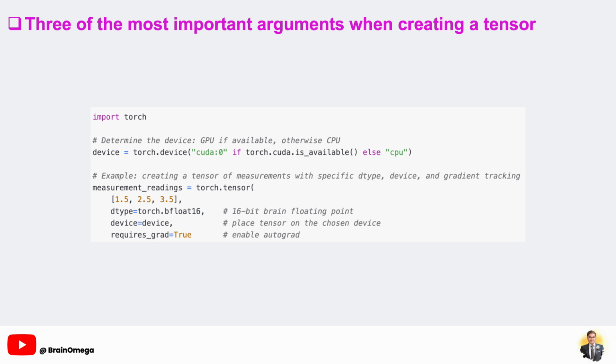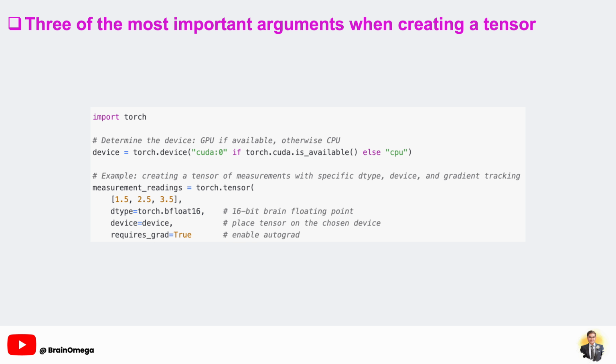Finally, and this is perhaps the most magical part of PyTorch, we have requires_grad=True. This is the switch that turns on PyTorch's automatic differentiation engine, called Autograd, for this specific tensor. By setting this to true, we're telling PyTorch, keep an eye on this tensor. I want you to track every operation it's involved in, because later I'm going to need to calculate the gradient with respect to it. This is the absolute foundation of how neural networks learn. It allows PyTorch to automatically figure out how to adjust this tensor's values to improve the model's performance during backpropagation.